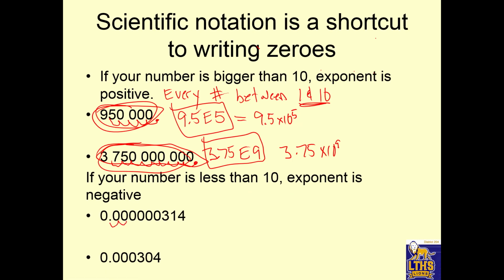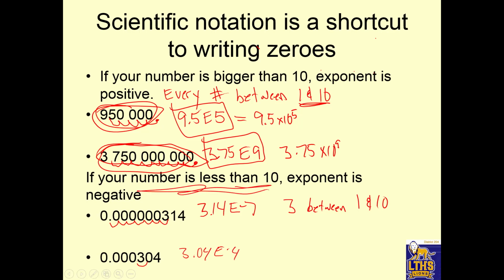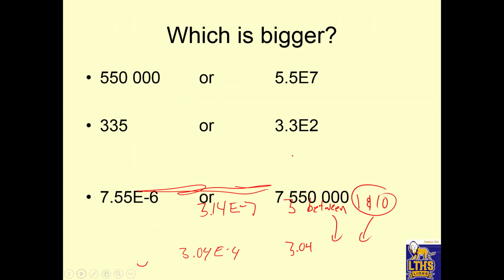So I'm going to swing it 1, 2, 3, 4, 5, 6, 7. I stop here because 3.14 is less than... I'm sorry, it's between 1 and 10. E negative 7. Okay? So again, here we go. 1, 2, 3, 4. 3.04 E negative 4. Negative because the number is less than 1, and I have to stop where 3.04 is between 1 and 10. So you've seen those before, but I just want to give it to you.